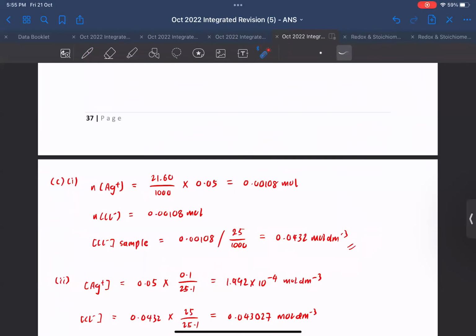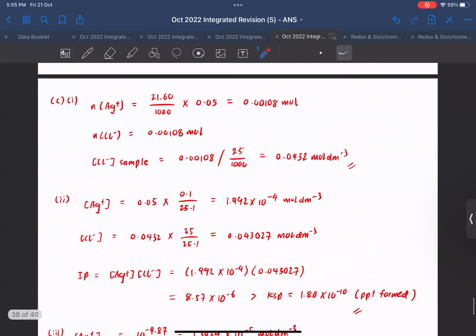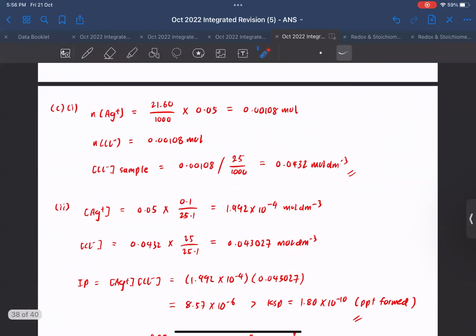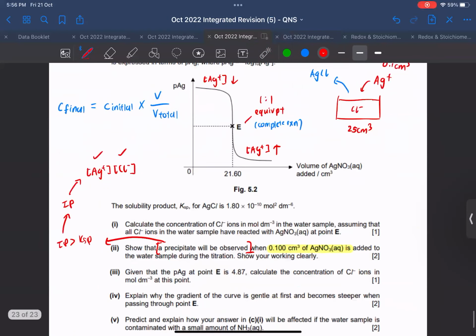Then once you have gotten all this, you can multiply Ag+ and Cl- together to find your IP. And that's when you realize it's larger than Ksp. Then you can show that the precipitate is formed. So that's the proving part of this question. Okay? So that's our answer for part 2. So far, if there are any questions, just feel free to ask. Then we'll proceed to part 3.